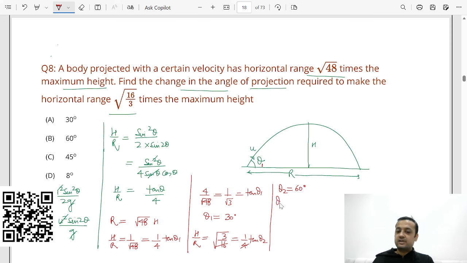So how much is the change required? Change will be theta 2 minus theta 1, which will come out to be 30 degree. So option A will be the answer to this.